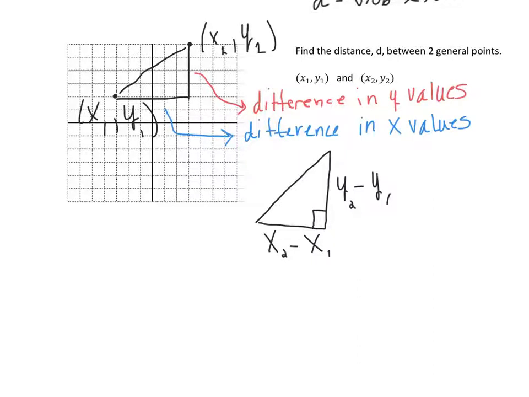So down below here, we're going to pull out this triangle. So draw yourself this right triangle. And on the y side, we're going to put y sub 2 minus y sub 1. That's the height. And on the x side, x sub 2 minus x sub 1. That's the distance this direction. And on the diagonal, we will put D for distance.